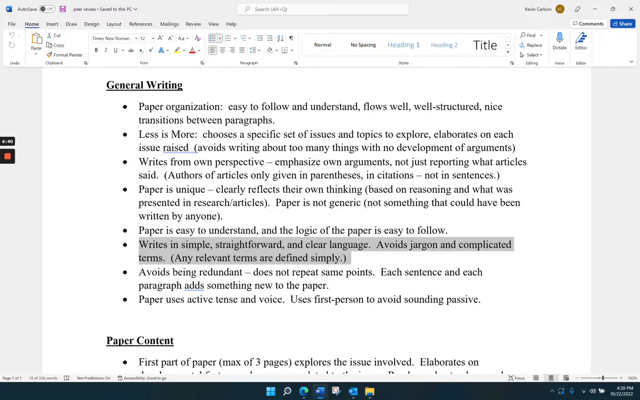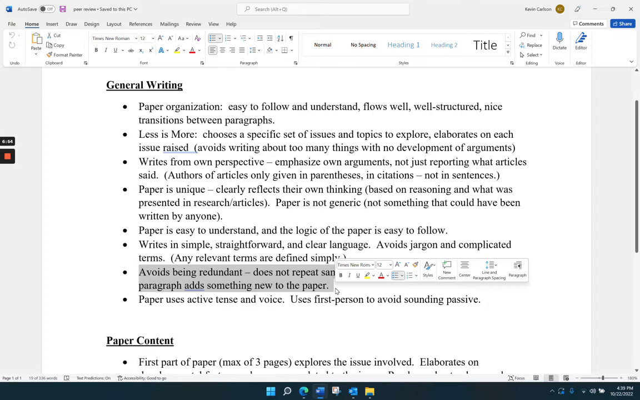And if there are any relevant terms that you want to use, because there's a theory you're using, or some constructs or concepts you're using, make sure you define them in simple ways. Avoid being redundant, and make sure that your paper doesn't repeat the same points over and over again. That's really bad writing, and it also takes up a lot of space. Ideally, each sentence and each paragraph should add something new to the paper. So when you do your fine editing, you should ask yourself, oh, I said this already, maybe I shouldn't say this again.